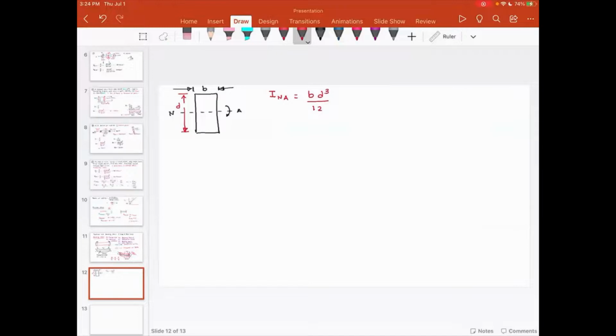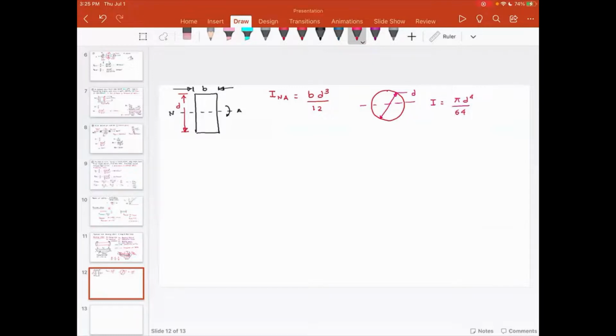If you have a circular cross section, the moment of inertia about any diametric cross section is going to be the same. This is the diameter D. So the moment of inertia is pi D raised to 4 by 64.